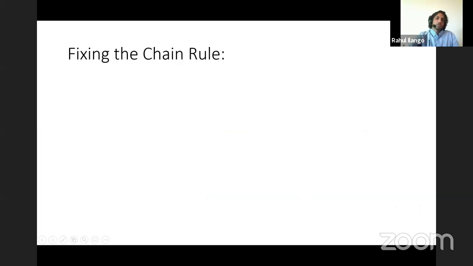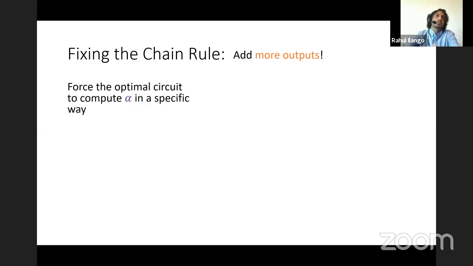So we tried to fix this chain rule. And how are we able to do that? We tried to add more outputs. In particular, the problem with the chain rule was that the way that you compute alpha might help you compute f. So what if we could force you to compute alpha in a certain way that wouldn't help you compute f? That intuition seems very difficult, because in complexity theory, it's really hard to argue that an optimal circuit does something specific. And we get around this in a way that's almost like cheating.